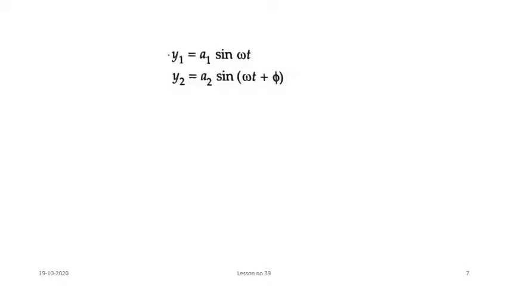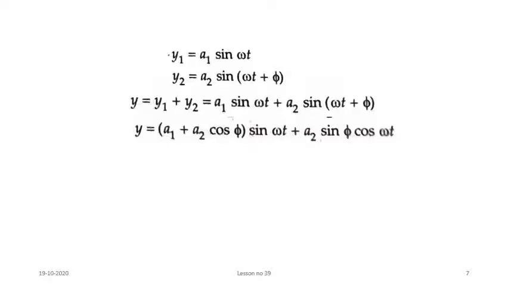Y1 and Y2 are the displacements, A1 and A2 are the amplitudes, omega is the angular frequency, and t is the time. Now since the two waves interfere with each other, that means they get added up. Therefore, by the principle of superposition, y equals y1 plus y2. That means you have to add this one and this one. Now on further simplification, by expanding this term and taking a few terms common, I can write y equals A1 plus A2 cos phi sine omega t plus A2 sine phi cos omega t.